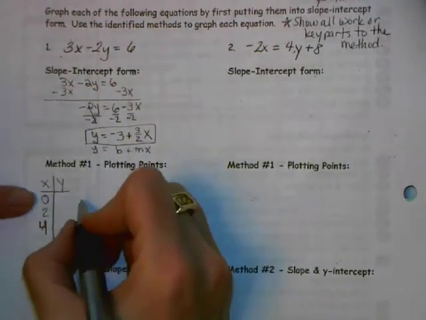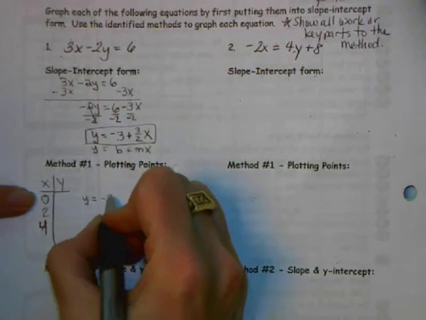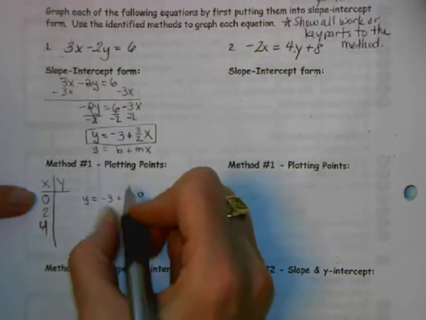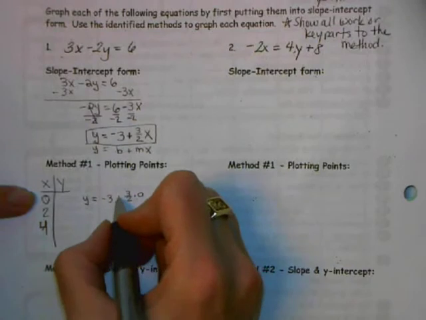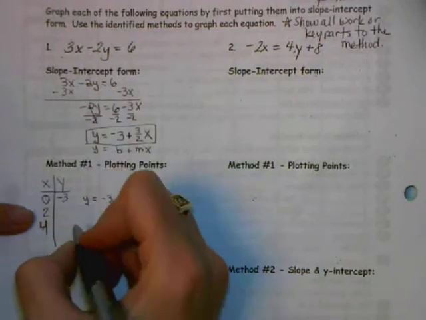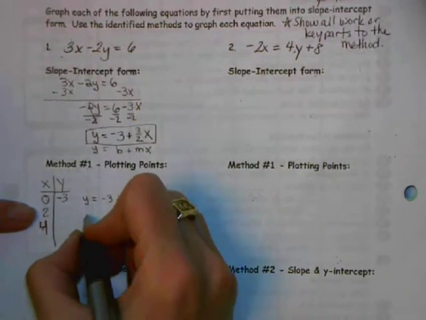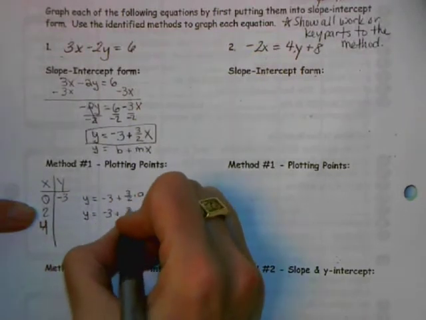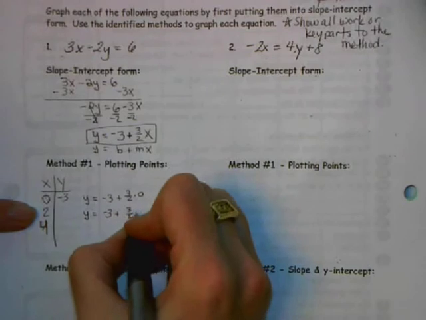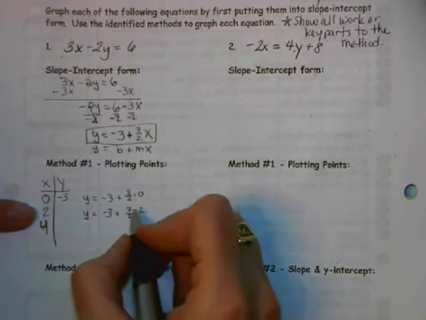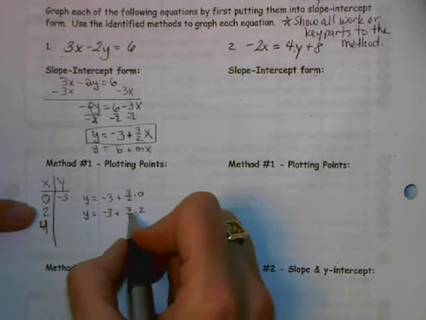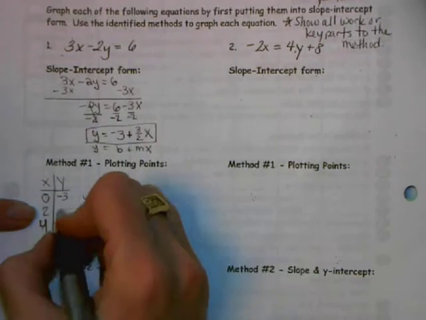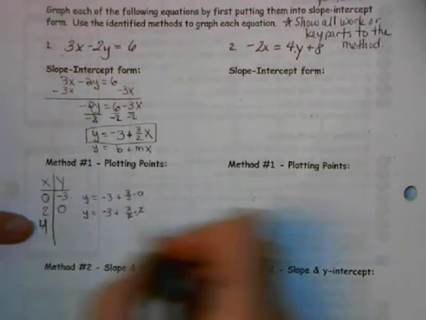When I plug in a 0 for x, what does my equation look like? Y equals negative 3 plus 3/2 times 0. 3/2 times 0 is 0, plus negative 3 is negative 3. Next, when I plug in a 2 for x, I have negative 3 plus 3 over 2 times 2. 3/2 times 2, the 2's cancel out. And I have negative 3 plus positive 3. That adds up to 0.